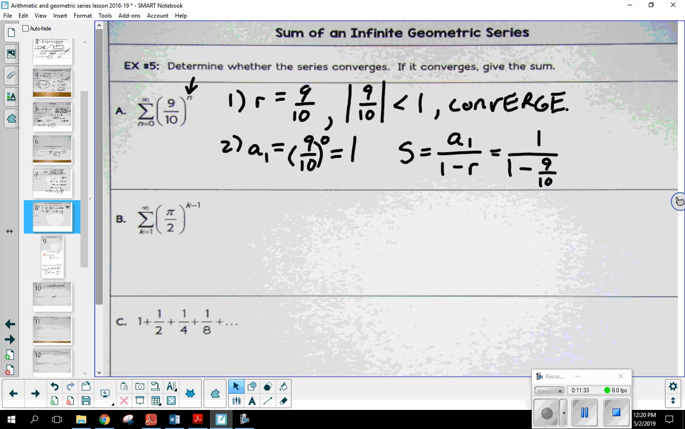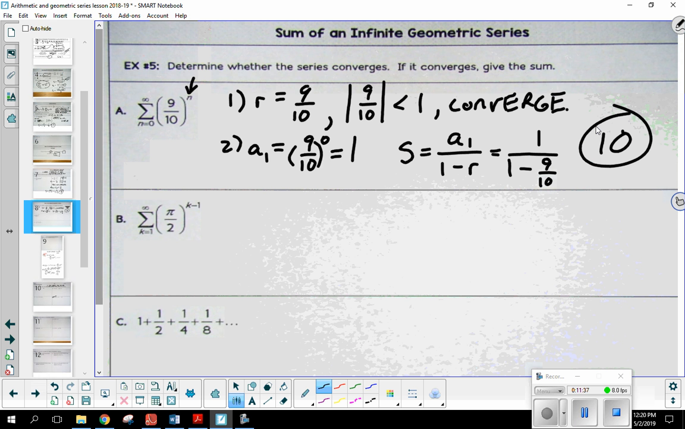Okay. So that one is 10. All right. So let's try B. Find the infinite sum of pi over 2 to the k minus 1. Okay. So what's that, Antonio? Why does this one diverge?